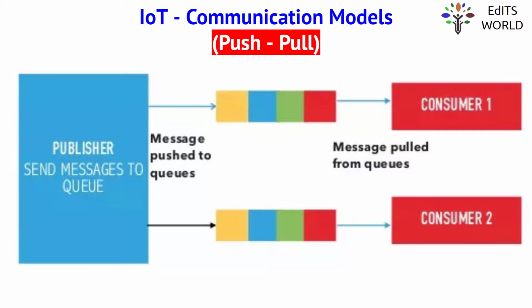In this image, you can see that the red message was sent first by the publisher. The consumer collects that data first, then goes on to the green, blue, yellow, and so forth. This type of communication model is called push-pull. That is, the publisher pushes the data and the consumer pulls it.